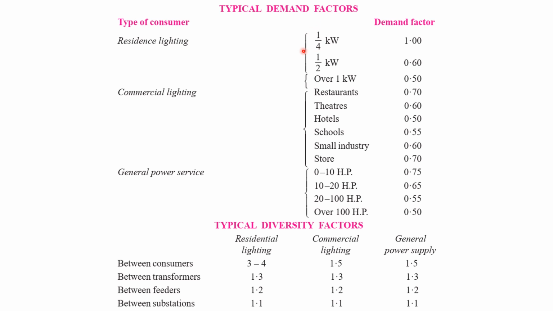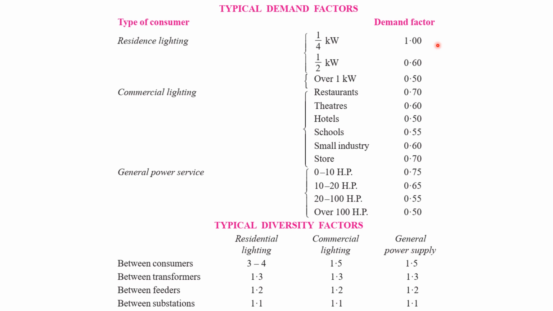If residential lighting loads have a power of less than a quarter of a kilowatt, then normally their demand factor is 1, which means that nearly all the lights connected in a premises may be switched on. So typically, the demand factor of residential lighting load of less than a quarter kilowatt is 1.